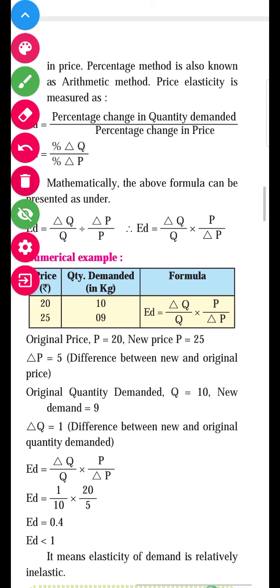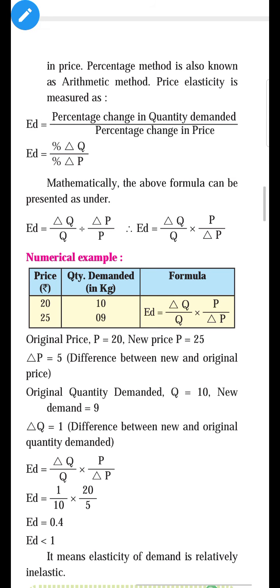Now you tell me student, you just imagine when the price of the commodity was 20 rupees, and it is increased from 20 to 25. So the difference is how much rupees? 5 rupees. So this 5 rupees is how much percentage of 20 rupees? So this is 25%. Yes, 5 rupees is 25% of 20 rupees. So delta P is equal to 25%.